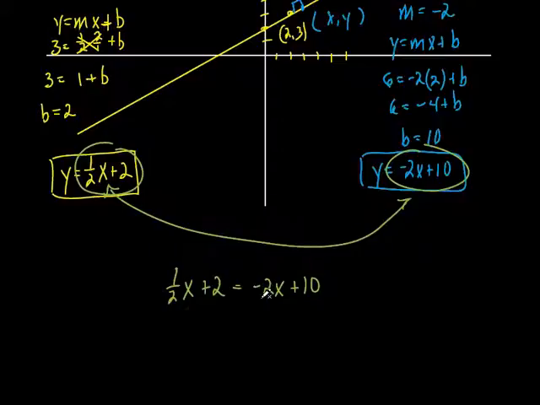Get the x's on the same side, so we add a 2x. Tell you what, instead of writing 2x, let's write it 4 over 2x. Why did I do that? Common denominator, fractions, right? Everybody with me on that? So that got rid of that. Let's subtract a 2 from both sides, and let's see what we get. What's 1/2 plus 4/2? It's 5/2 x.